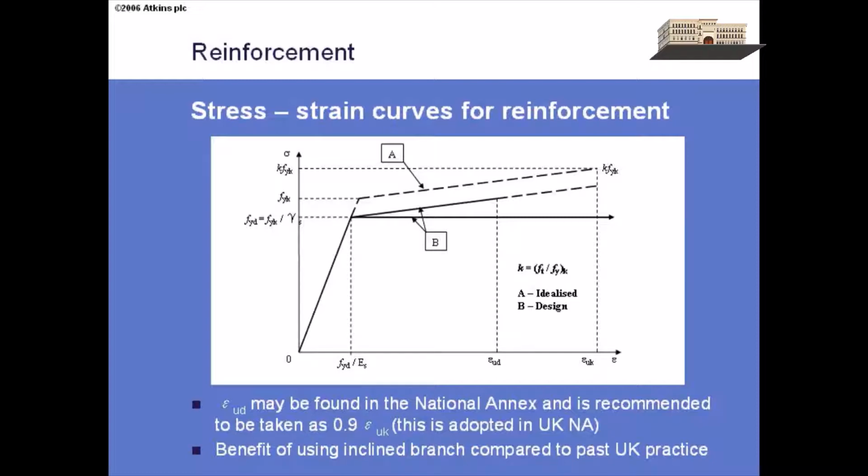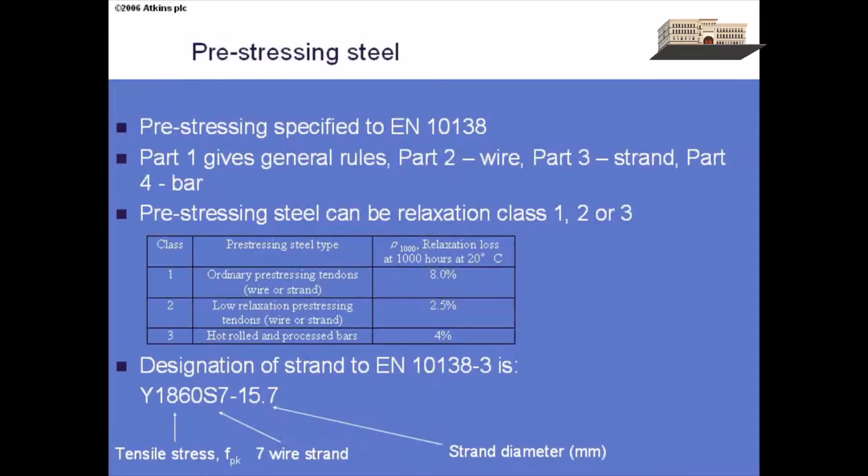Prestressing in the Eurocodes is specified to EN 10138, which is not yet published due to various arguments across Europe. So at the moment, for specifying prestressing steel, we carry on specifying to the existing BS, whose number I can't recall. But basically, the existing BS and the EN are pretty much aligned anyway, so there's no real significant differences.